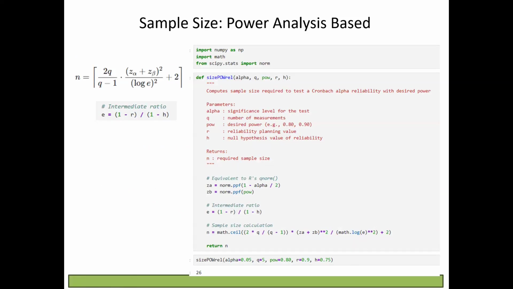This is the Python code which I have written to calculate the sample size when there are two Cronbach alphas. First we calculate this ratio, then we put this ratio in this formula.